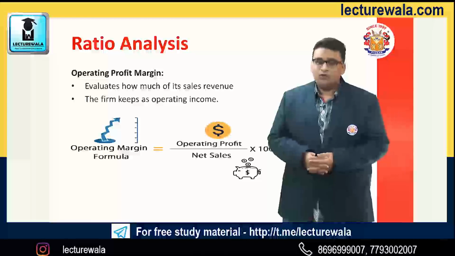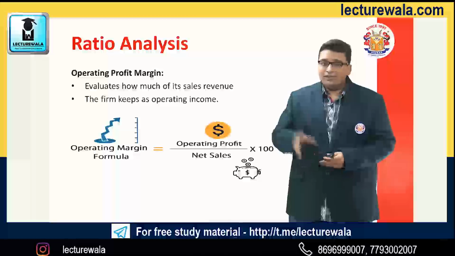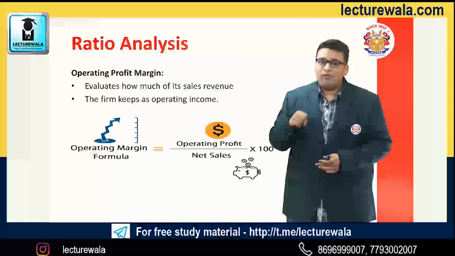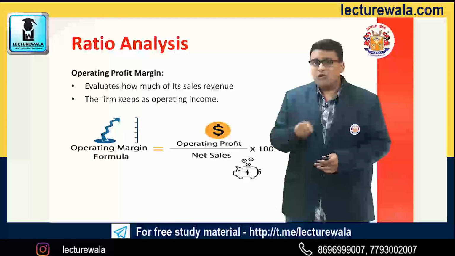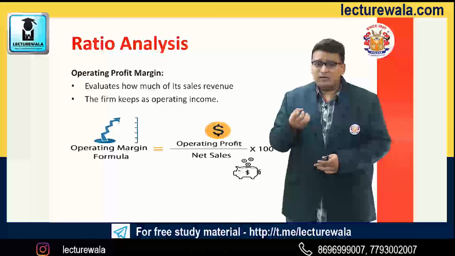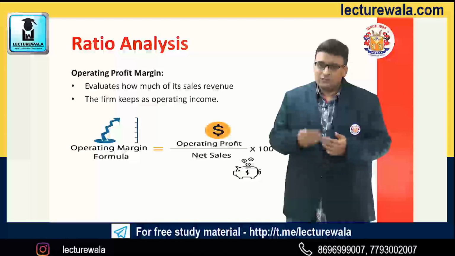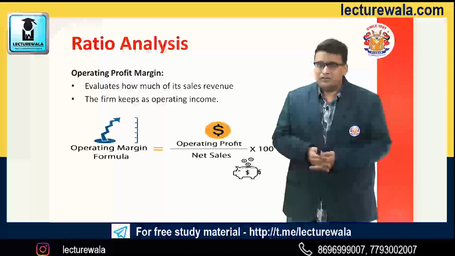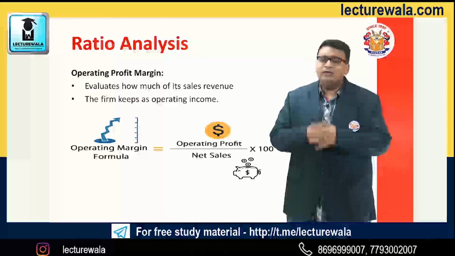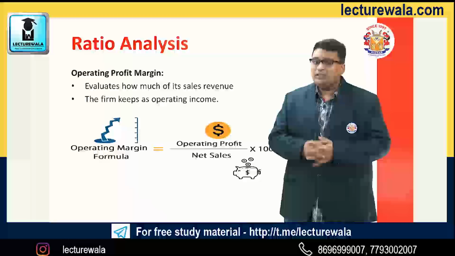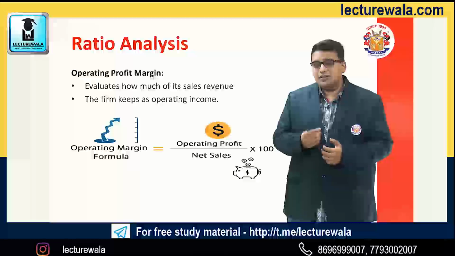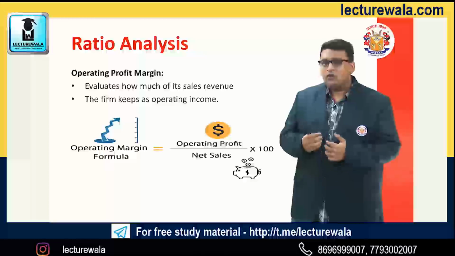Sir, what does it actually want to say? Sir, it wants to say that, out of the sales made, how much is the profit which is attributable to the operating purpose? Yes sir, operating purpose. Is there any other thing which has been included in the sales revenue? Yes sir, many other things are also included in the sales revenue, but operating profit margin specially tells you how much of the profit the company considers as an operating margin or operating profit.